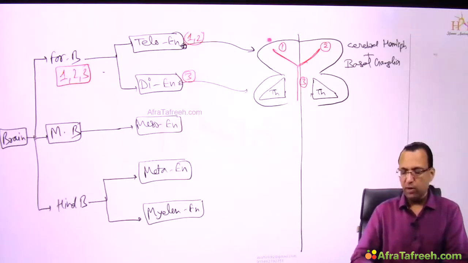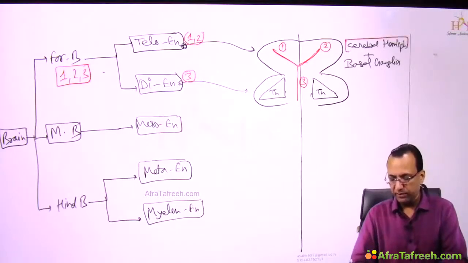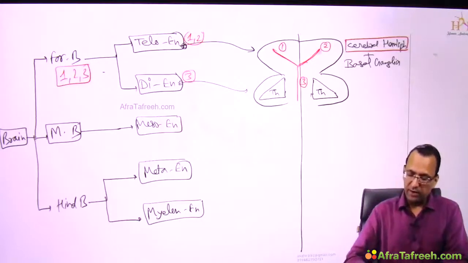Ventricle 1 and 2 are going lateral. One is going to the right side, 2 is going to the left side. They are going laterally, so they are also called lateral ventricles. Lateral ventricles are the ventricles of the cerebral hemisphere and basal ganglia.